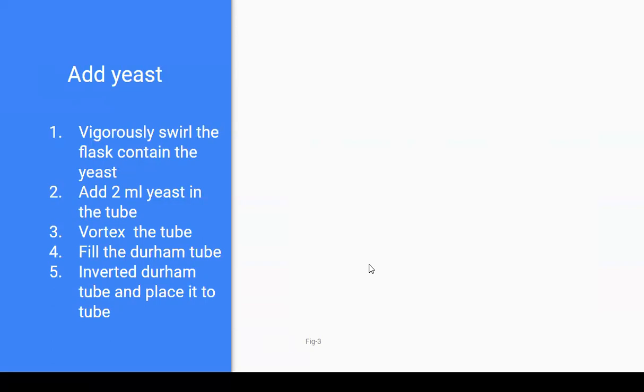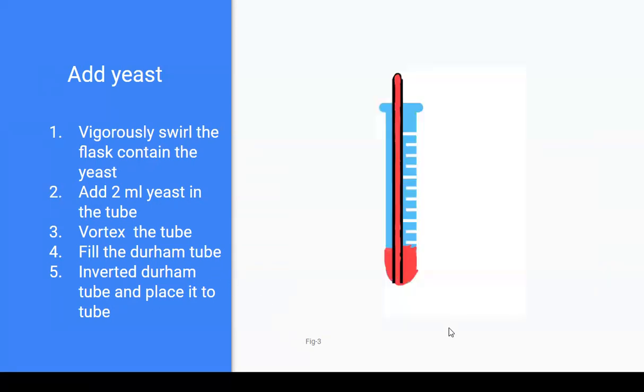We will vigorously swirl the flask containing the yeast to make sure the yeast is resuspended. And we will add 2 ml of yeast to the tube. We will also vortex the tube to mix the liquid. Then we will take the mixed liquid to fill the Durham tube, and we will invert the Durham tube and place it in the original tube.